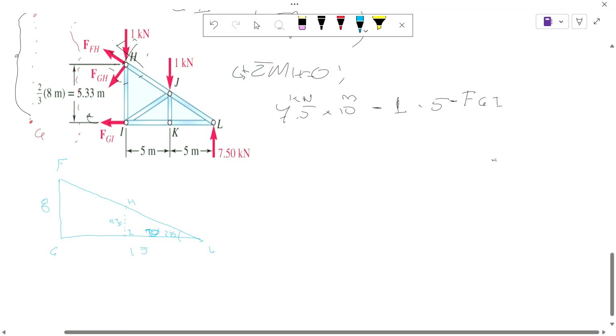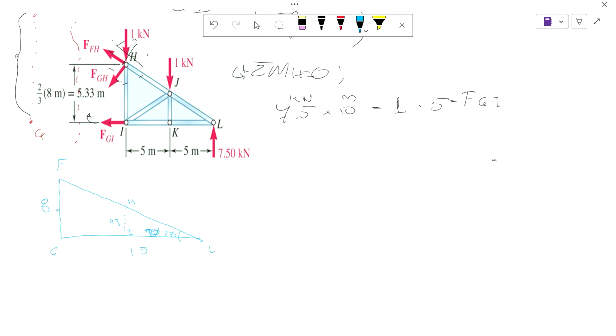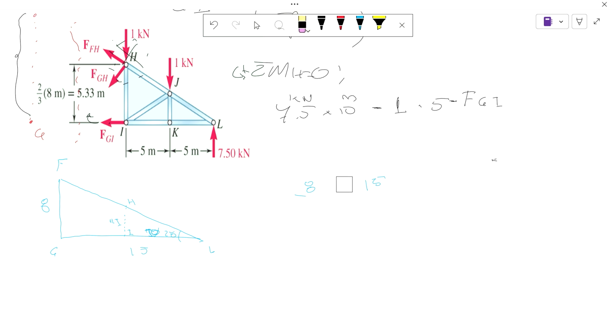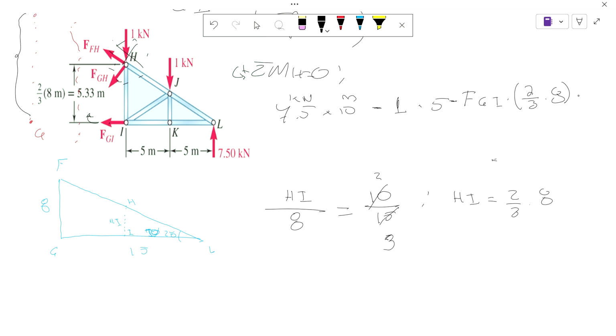Okay, perfect. So in order to find HI, we can use a ratio here. Say 8 over HI is the same as 15. Sorry, let's do the other way around so we don't have to divide. Let's do HI divided by 8 is equal to 10 divided by 15, so that we have exactly the same format they do. Okay, so what this means is that this is 2 and this is 3. 5 times 2 is 10, 5 times 3 is 15, and that tells us that HI is equal to 2 over 3 times 8. That is HI, and that is the distance that we need here. 2 over 3 times 8 is equal to 5.33.